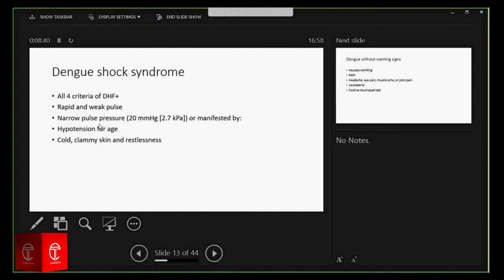If the patient has further complications like dengue shock syndrome, they need to meet all 4 criteria of dengue hemorrhagic fever, plus they will have evidence of shock like a rapid and weak pulse. There will be narrow pulse pressure, less than 20 mm, and it can be manifested by hypotension for age, and they can have cold, clammy skin and restlessness. The narrow pulse pressure is the difference between the systolic and the diastolic blood pressure.